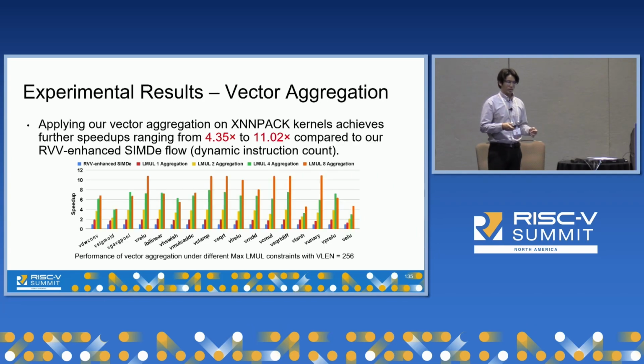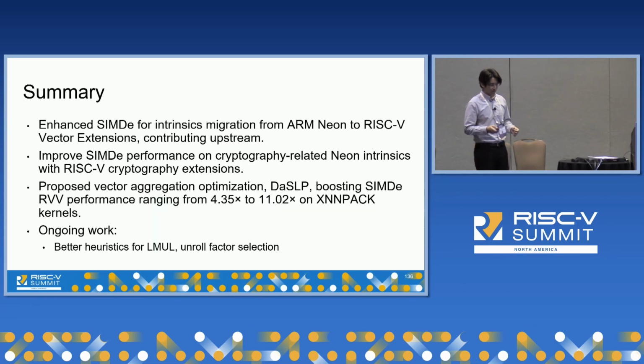And the other one is that we further apply our aggregation on the RVV-enhanced SIMD Everywhere flow result. And we can further gain more performance, from 4 times to 11 times. And we perform this experiment on different LMUL settings because our algorithm will test the maximum vector length available. So in this plot, something interesting is that LMUL 8 does not always outperform LMUL 4 in terms of dynamic instruction count. It may be because of the register pressure or other factors.